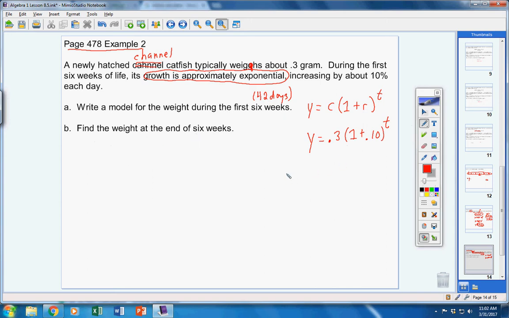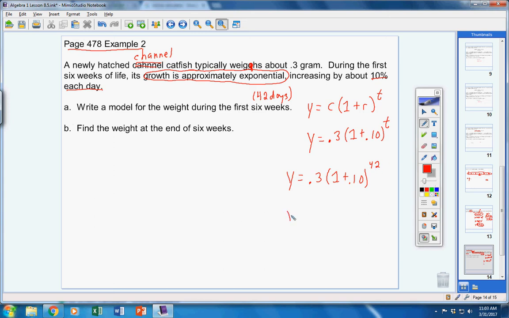So here we go. There's Y. There's 0.3. There's my 1 plus 0.10. And of course for t I would put what? 42, because I want to find the weight at the end of 6 weeks. Mr. Earhart, why didn't you put a 6 right here? It's for 6 weeks. Because read the problem carefully. It says they're increasing 10% per day, each day. So this 10% is a daily increase, so you must have your time in days.